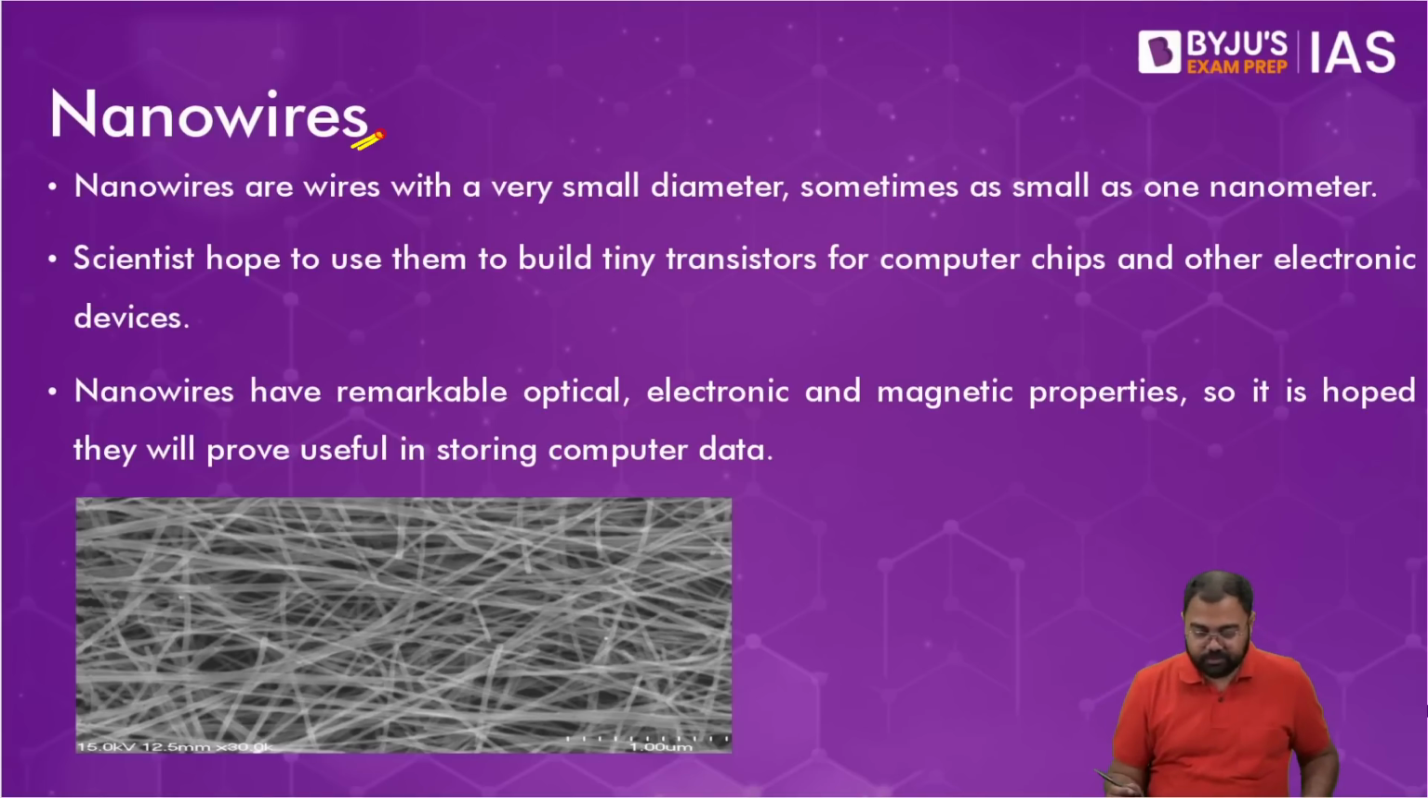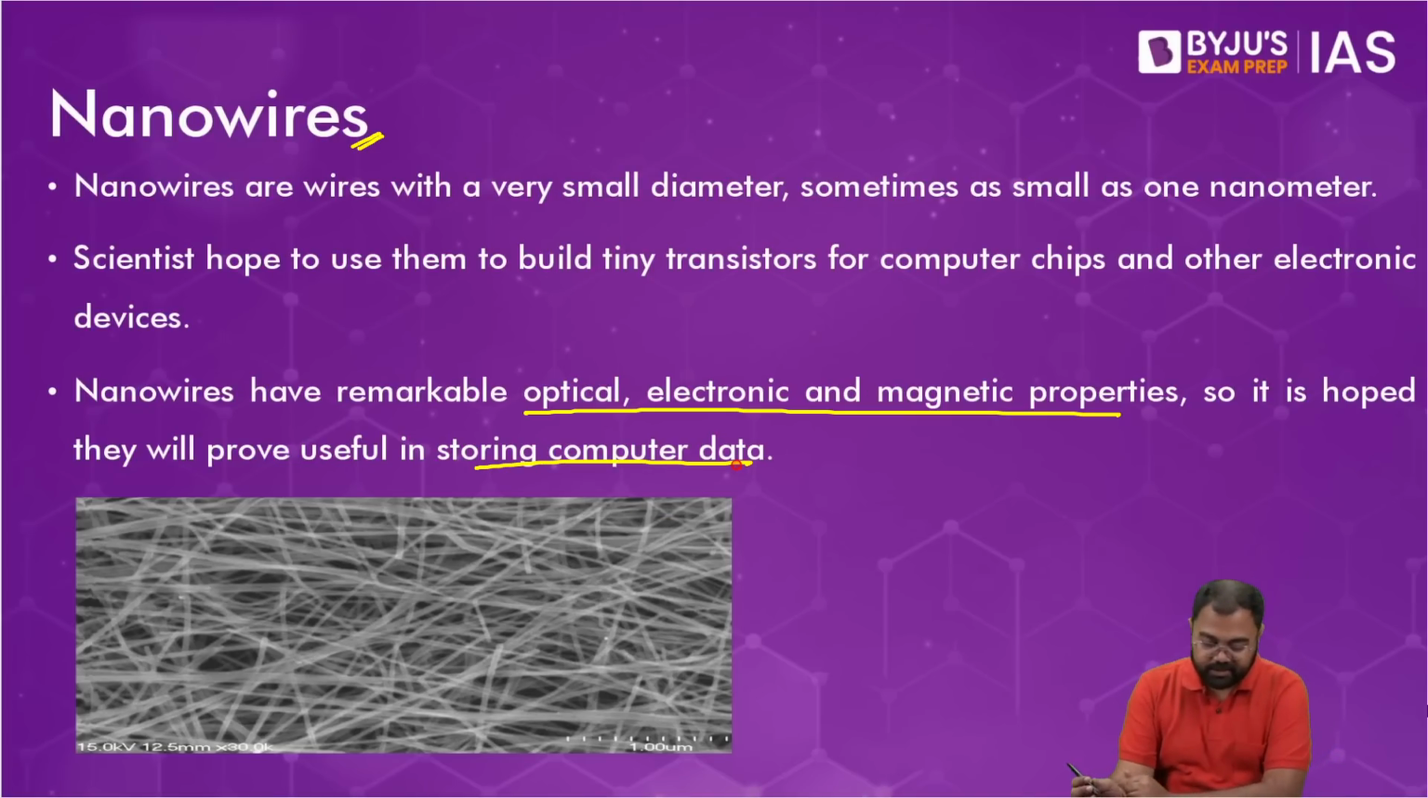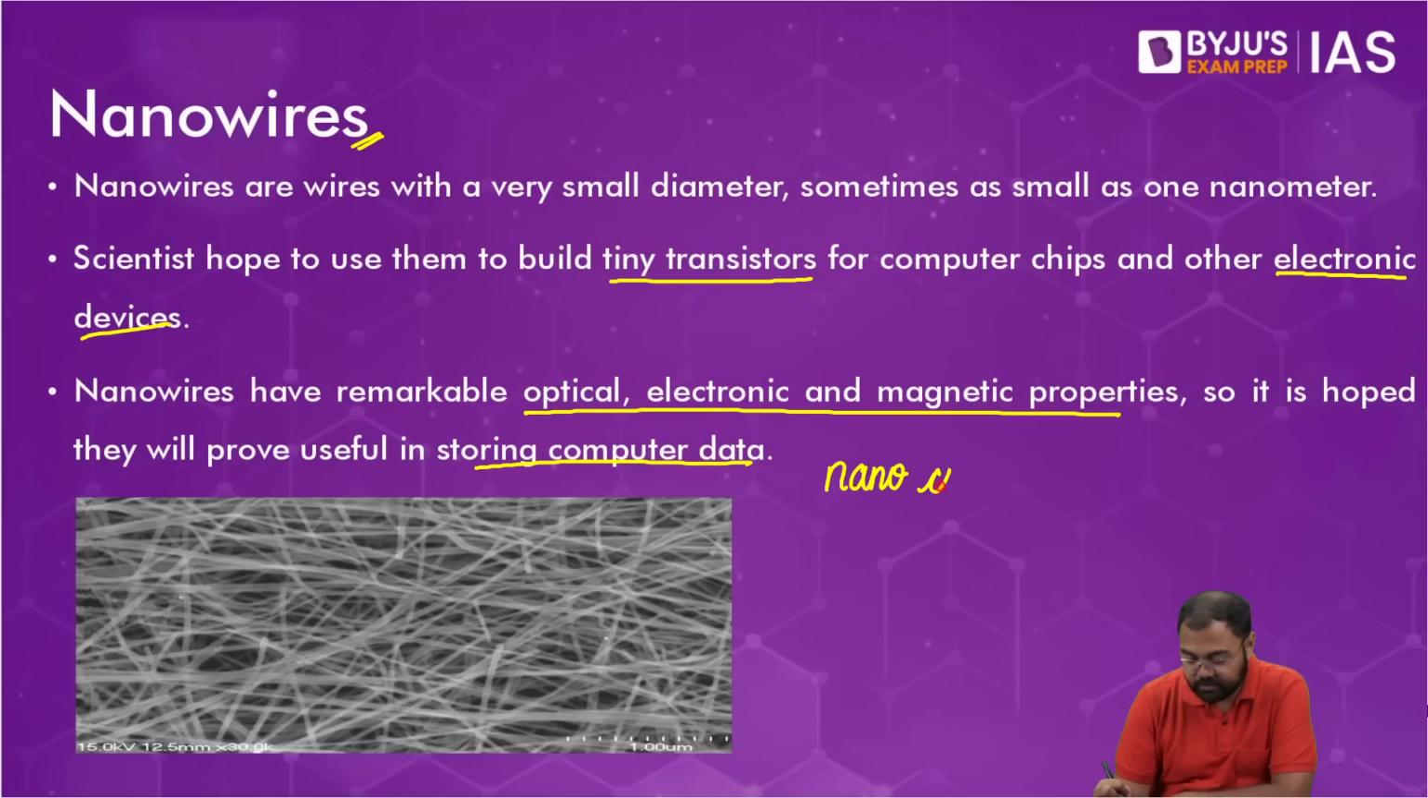So that is where nanowires can see their use. They have remarkable optical, electronic, and magnetic properties, and that's why they can also be used in computing, storing the computer data. At the same time, they can also be used in building tiny transistors for computer chips, and all the other electronic devices, basically in creating nano circuits. In creating nano circuits, this is something that we can actually use.